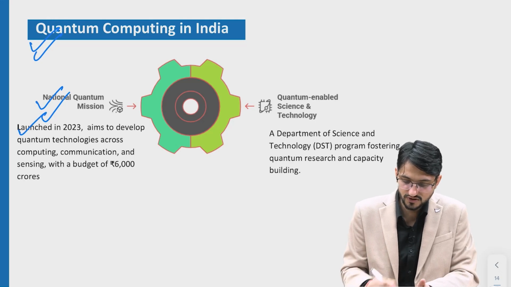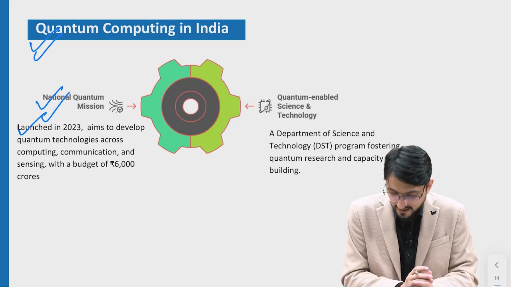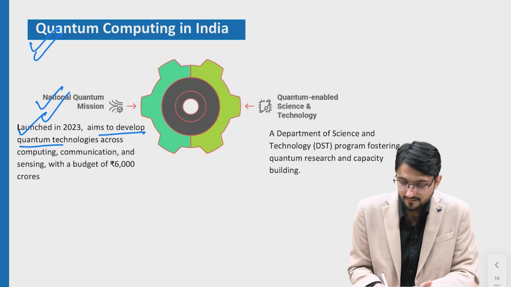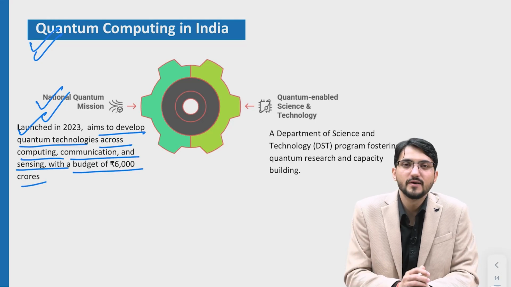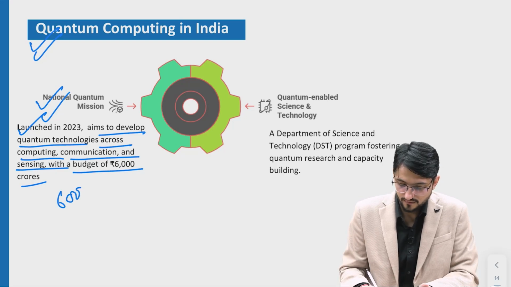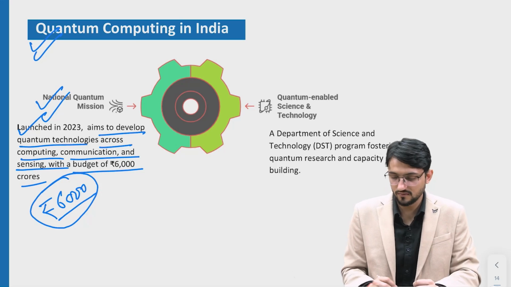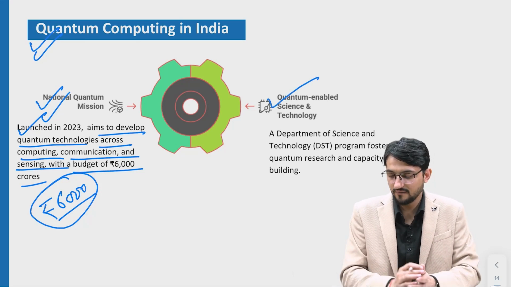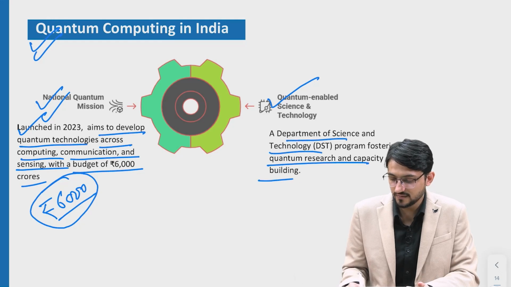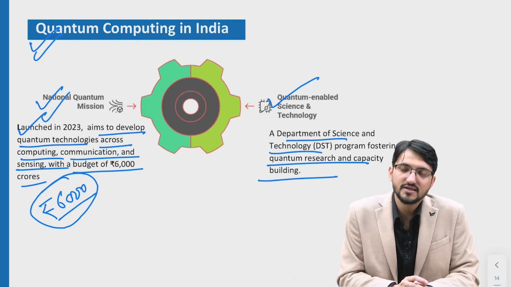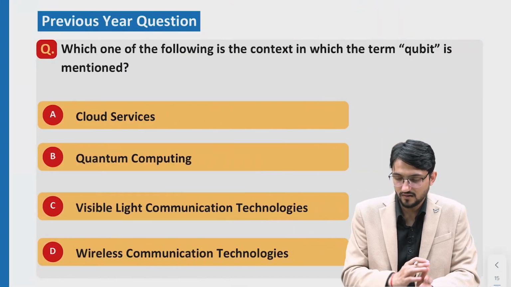This mission was launched in 2023, and it aims to develop quantum technologies across computing, communication and sensing, with a budget of 6,000 crore. Around 6,000 crores have been allocated to this National Quantum Computing Mission. Then we have Quantum Enabled Science and Technology. The Department of Science and Technology aims to research and establish labs for quantum computing.